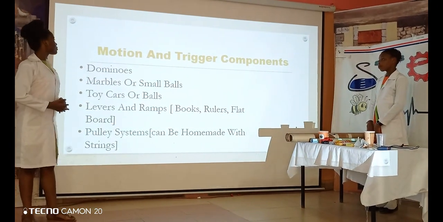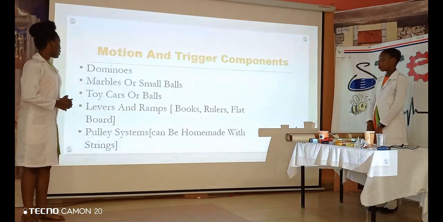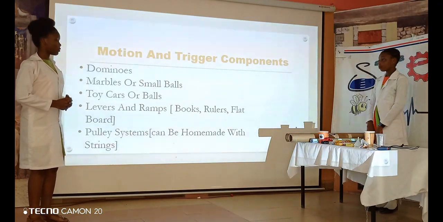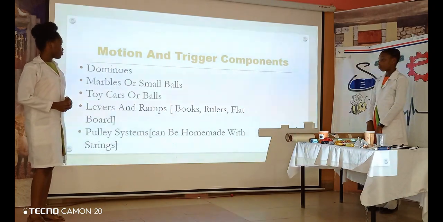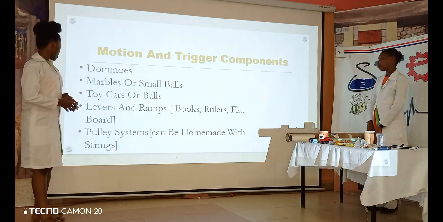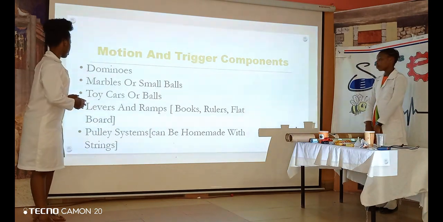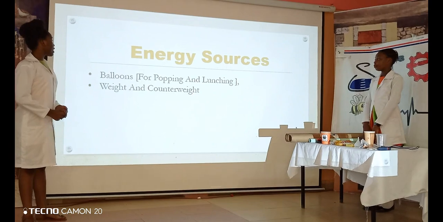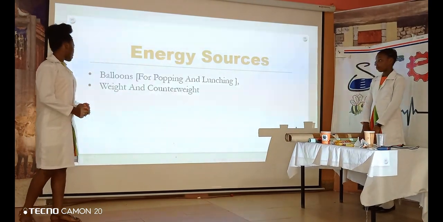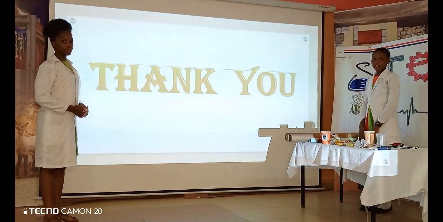The third part is motion and trigger components: 1. Dominoes. 2. Marbles or small balls. 3. Toy cars or balls. 4. Levers and ramps. Ramps can be either books, rulers, or flat board. 5. Pulley system, which can be homemade with strings. Finally, energy sources: 1. Balloons for popping and launching. 2. Weights and counterweights.